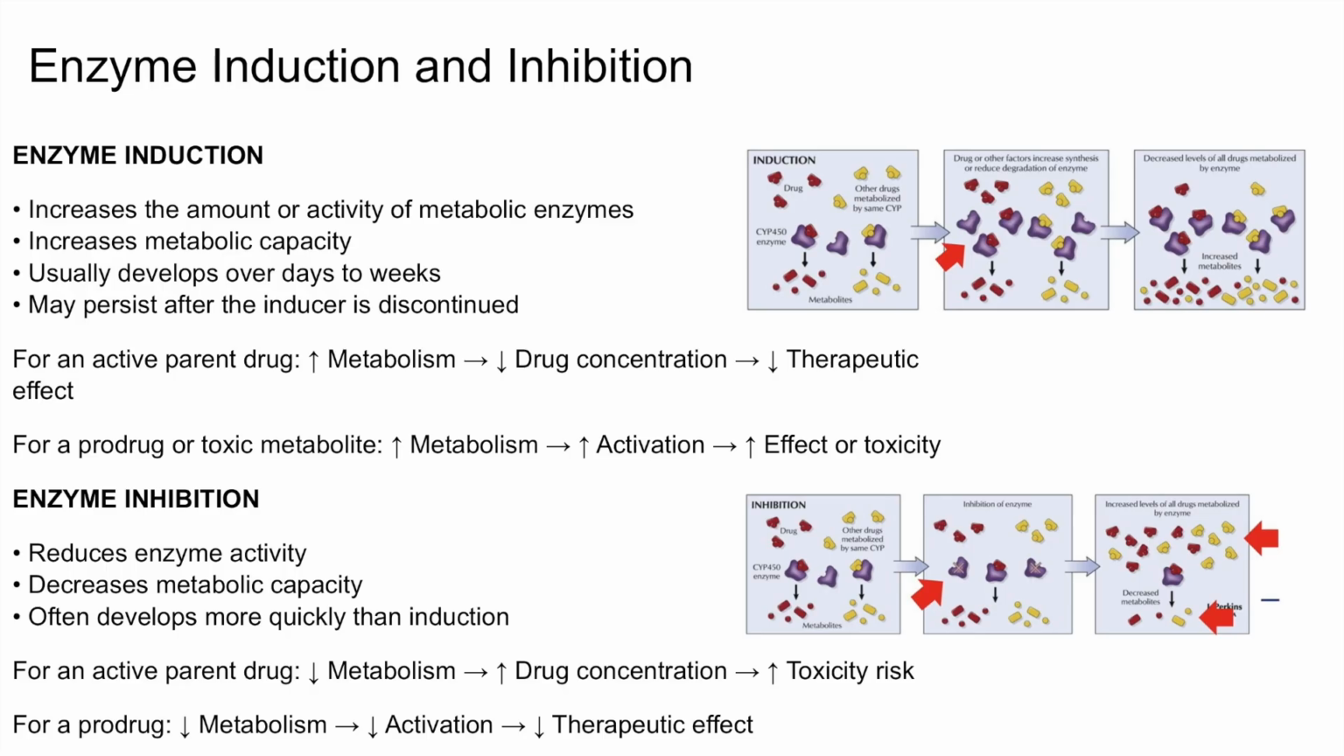Enzyme inhibition decreases metabolic activity and often develops more rapidly. For an active parent drug, inhibition can increase concentration and toxicity. For a prodrug, it can reduce activation and therapeutic benefit. Therefore, the consequence of induction or inhibition cannot be predicted until we know whether metabolism inactivates the parent drug, activates a prodrug, or creates a toxic metabolite.